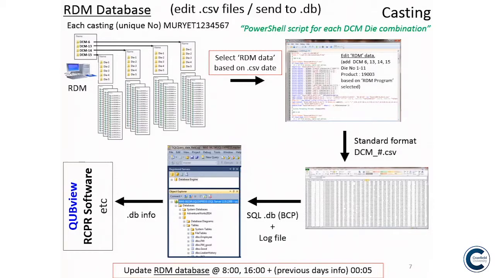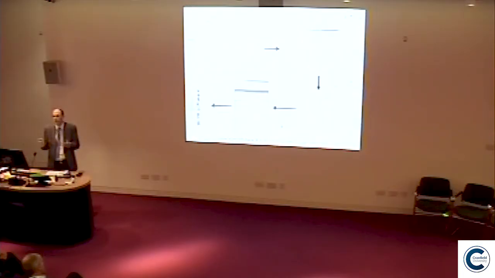So we can look at it through a bit of software which is called QUB View, so you can view the information, view the production parameters, or you can also use RCPR, which is called Ryobi Cast Part Recording Software. So it records part quality and information about the quality side of the process.